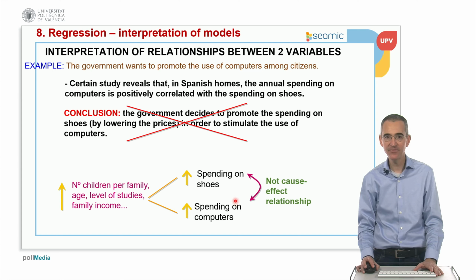It means that if I increase the spending on computers, it will not produce a spending on the shoes nor vice versa. Okay, so this is called a partial dependence. So we have observed two variables with a positive correlation, but it's not a cause-effect. It's called partial dependence. There are other variables that explain that.